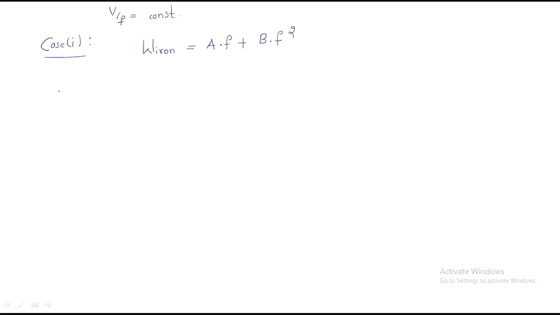In case 2, if V by F is not equal to constant, the total iron loss will be the combination of hysteresis loss and eddy current loss. We write it as A into V to the power 1.6, F to the power minus 0.6, plus B into V square. These two formulas are very useful in doing problems.